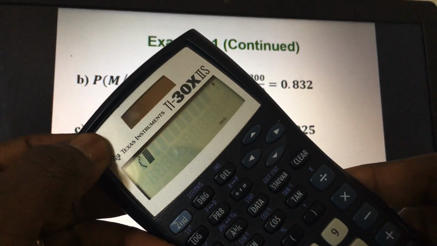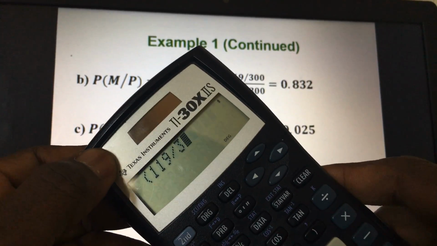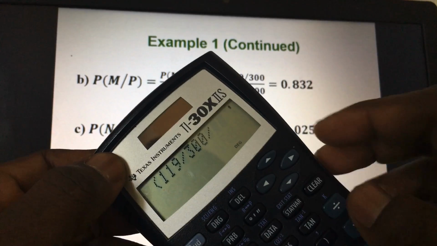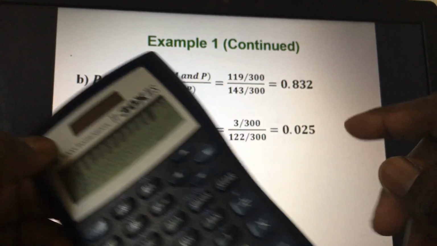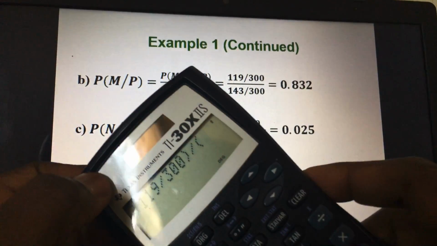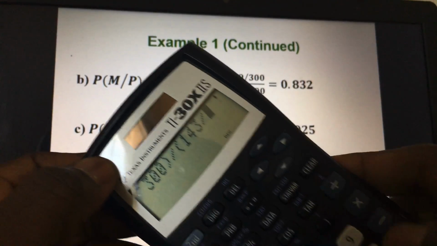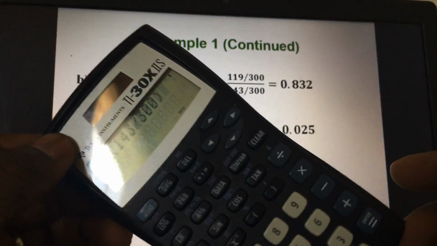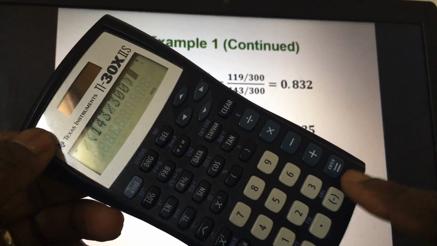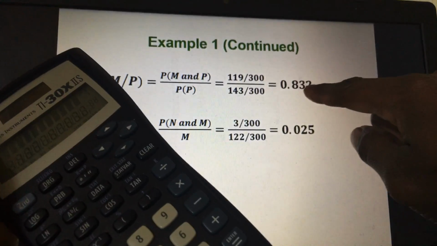Equals 119 over 300. I put my parentheses first, 119 by 300, I close my parentheses, divided by another parenthesis, 143 by 300. I close my parentheses, and then I press my enter key right here. You can see 0.832, which is what I got here.